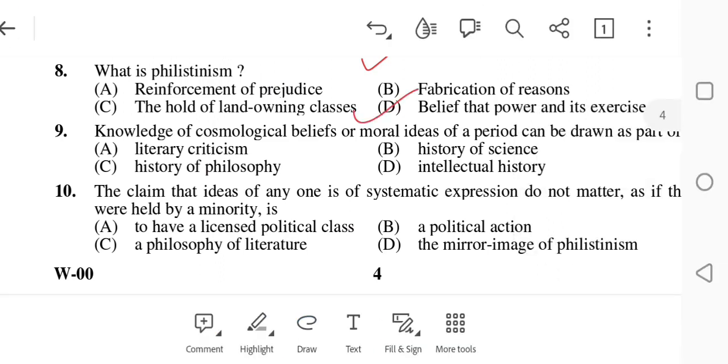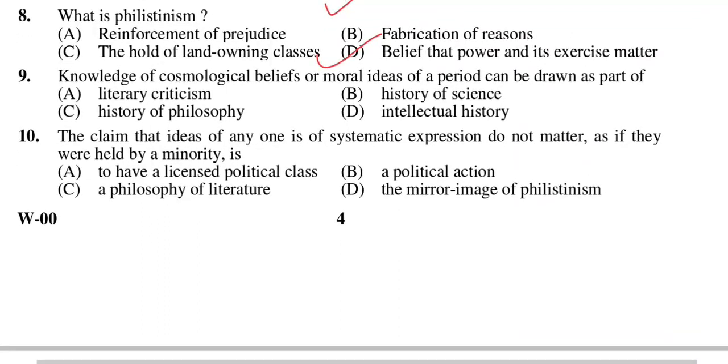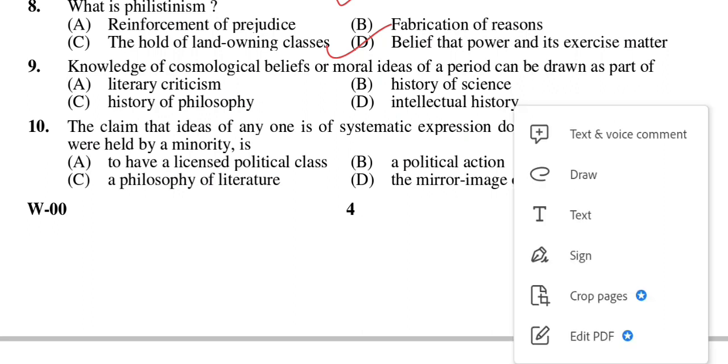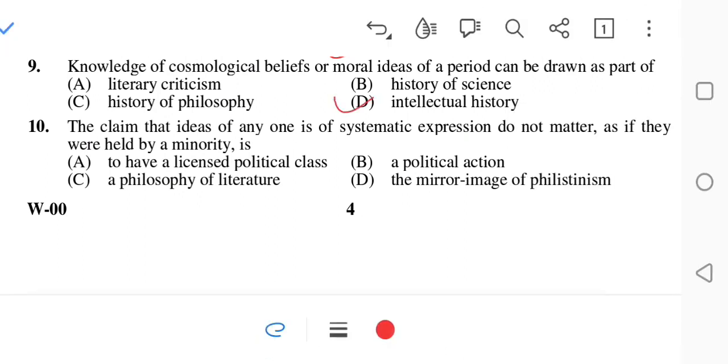Finish. Okay, next question. Knowledge of cosmological beliefs or moral ideals of a period can be drawn as part of what? Literary criticism, history of science, history of philosophy, intellectual history. So the correct answer will be: knowledge of cosmological beliefs or moral ideals of a period can be drawn as part of intellectual history.